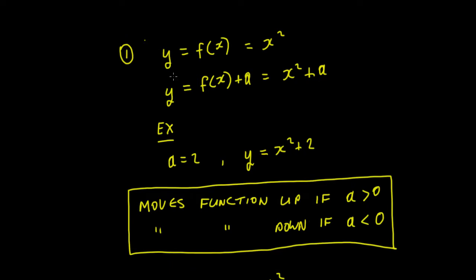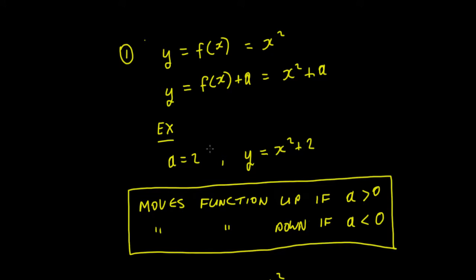Now if we take our function, we say our function y is some function of x, and let's consider it to be equal to x squared. Then we could take that function y equals f of x, and we could add a constant term onto it, a, so we have y equals f of x plus a. So in this example above, we would have y equals x squared plus a. If we take an actual example for a, let a equal 2. So when a equals 2, we would just have y equals x squared plus 2.